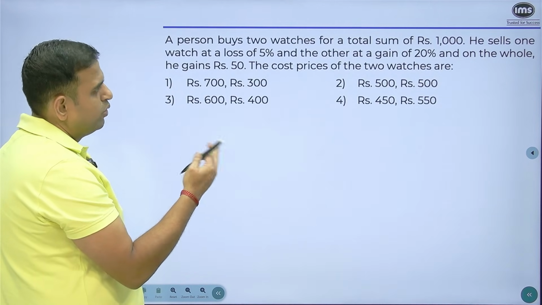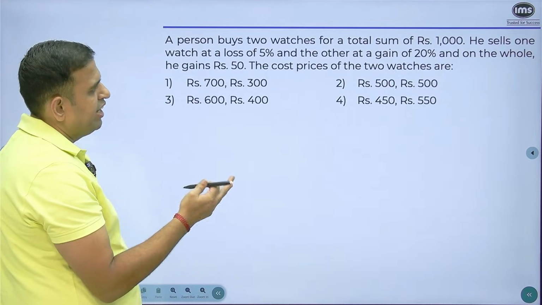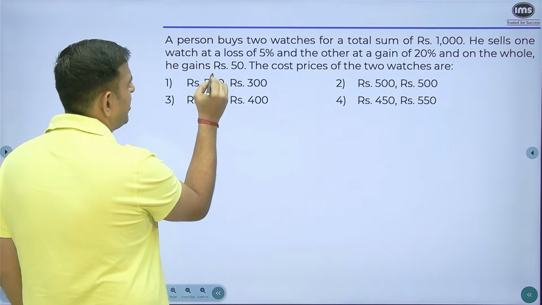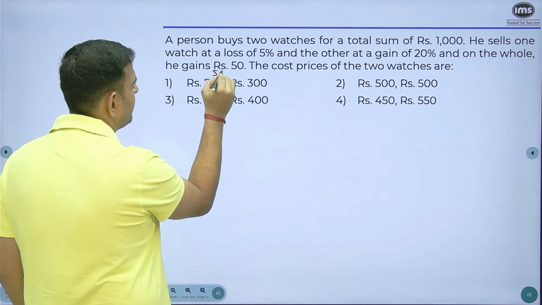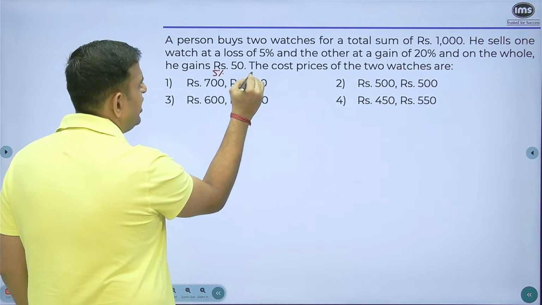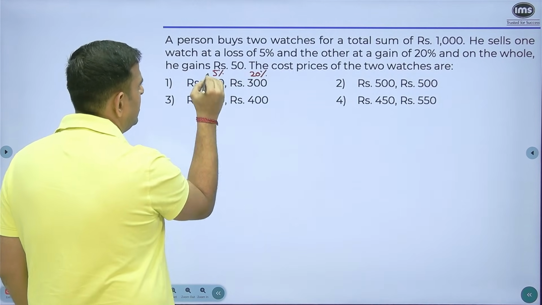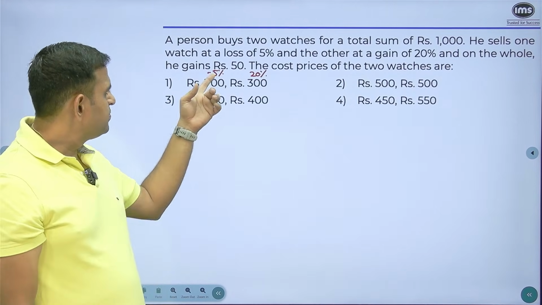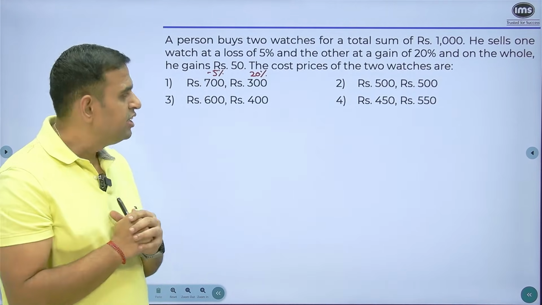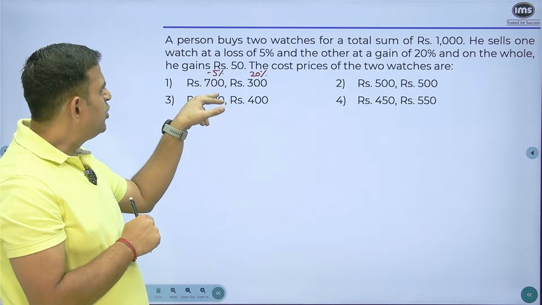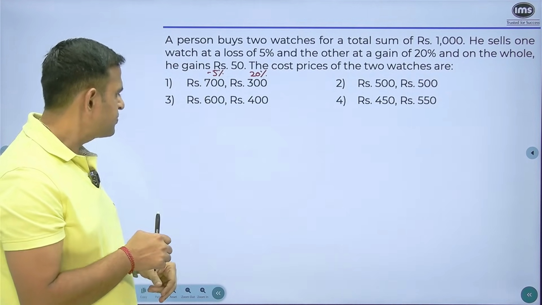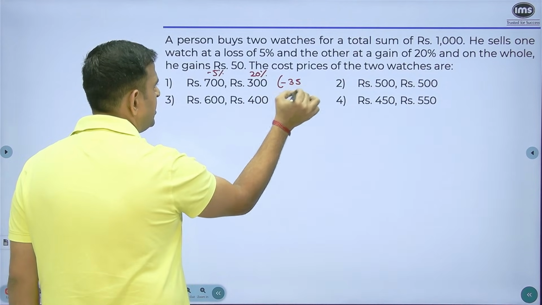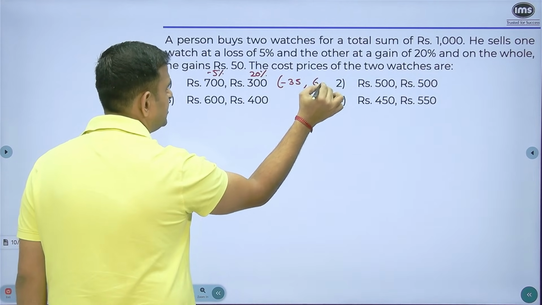So we don't know which one is going to be at 5 and which at 20. Suppose I take a 5% loss over here and a 20% gain over here. Let's see what this leads to. There's no particular order in this context. This is going to become a loss of 35, and this will give you a profit of 60.